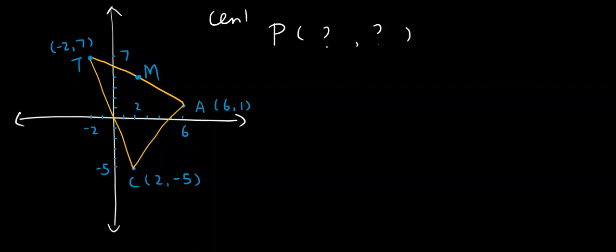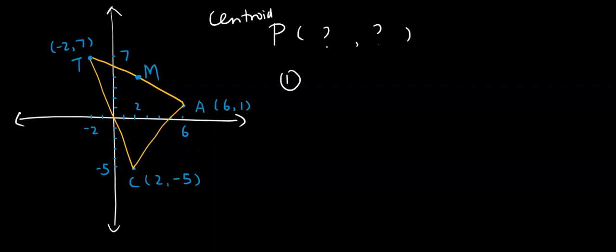I'm going to put down here centroid. Recall the centroid is the point of concurrency of the 3 medians. First method I'm going to show you is a longer way, then I'm going to show you the faster, shorter way. Since it is a point of concurrency of the 3 medians, we know it's going to land here.